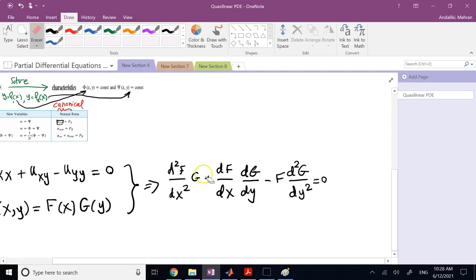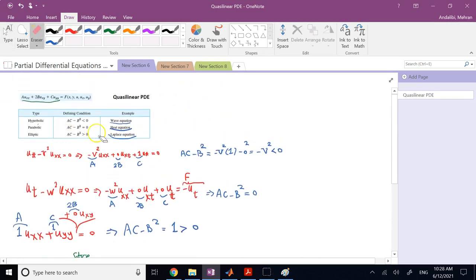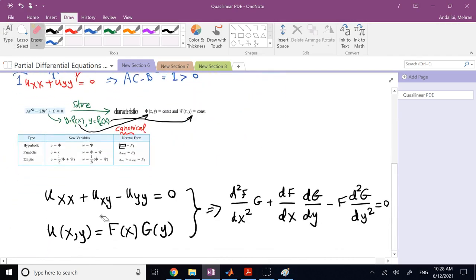Now here, if we divide by f and g, this middle term will be a function of both x and y, and this middle term will not allow us to do separation of variables. It's not possible. Now, if we want to solve it still analytically, we first find what type of equation this is, then try to solve this ODE for the two characteristic functions, phi and psi, use one of them or the other one, or a combination of them as V and W, and then transform everything from X and Y space into what? Into V and W space.